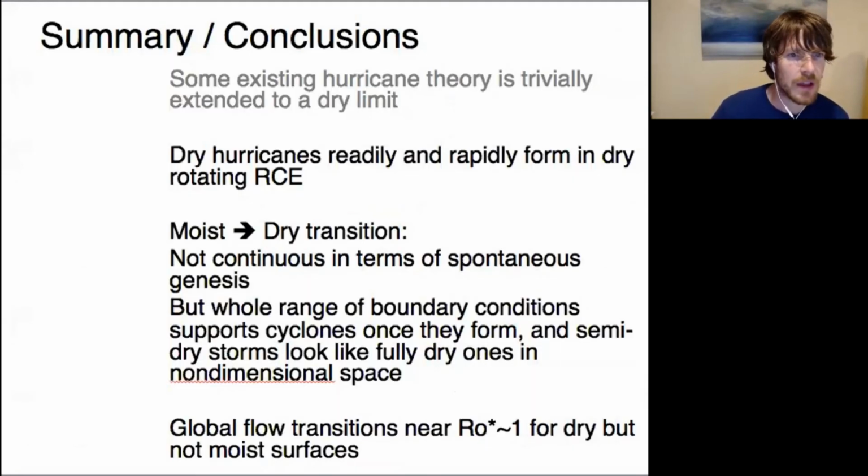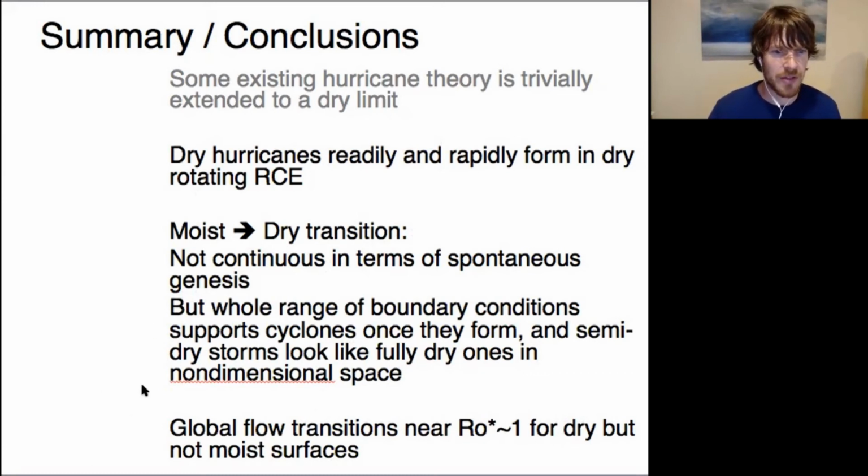So I think that brings me to the summary and conclusions. I talked a little bit in the introduction about extending existing hurricane theory to the dry limit, and then showed through a number of simulations that dry hurricanes readily and rapidly form in dry rotating RCE. The moist to dry transition is pretty interesting. It's not continuous in terms of spontaneous genesis, but across the whole range of boundary conditions, the cyclones are able to be supported once they form, and semi-dry storms look a lot like fully dry ones in non-dimensional parameter space.